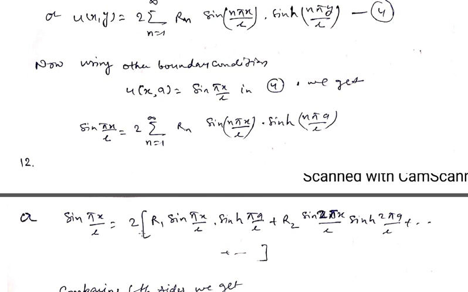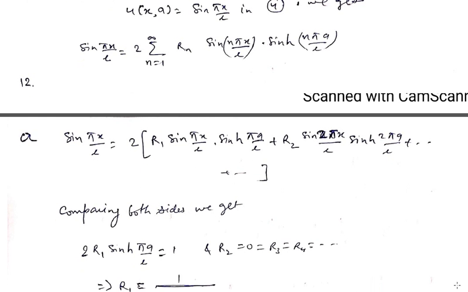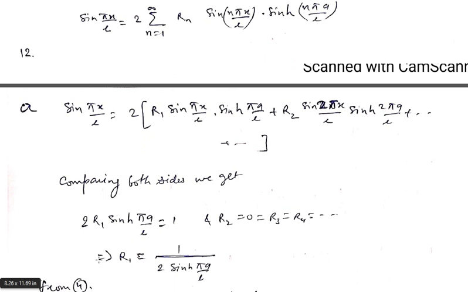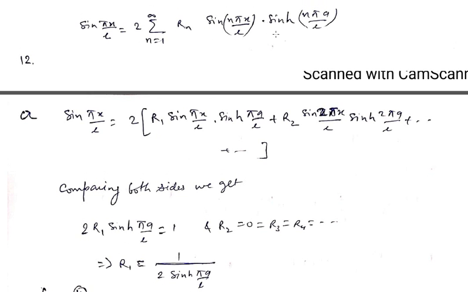When we compare both sides, the coefficient of sin(pi x upon l) in the left hand part is 1 and in the right hand part it's 2 r_1 sinh(pi a upon l). In the left hand part, the coefficient of sin(2 pi x upon l) is 0 and in the right hand part it's r_2 sinh(2 pi a upon l). As sinh(2 pi a upon l) is non-zero, that's why r_2 must be 0. Similarly r_3, r_4 and so on will be 0. Only r_1 will have some non-zero value, where 2 r_1 sinh(pi a upon l) equals 1. From here we can obtain the value of r_1, which is 1 upon 2 sinh(pi a upon l).